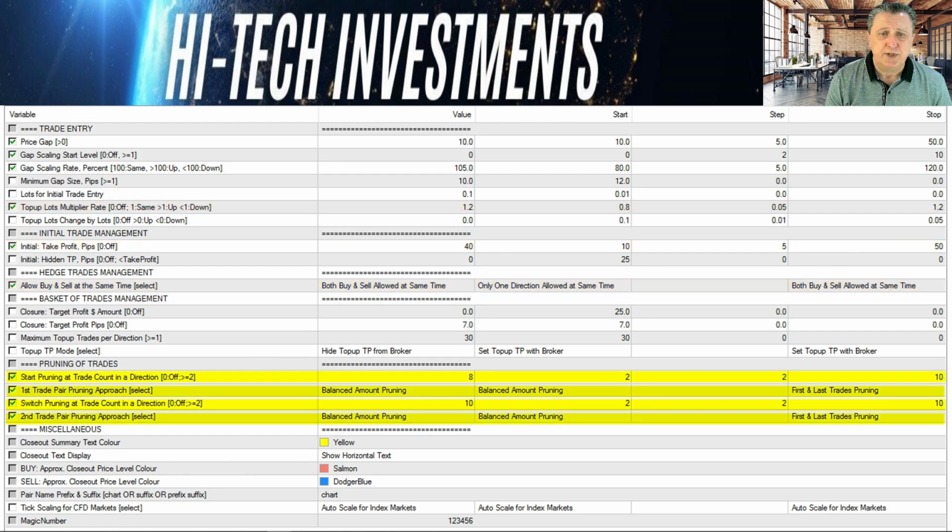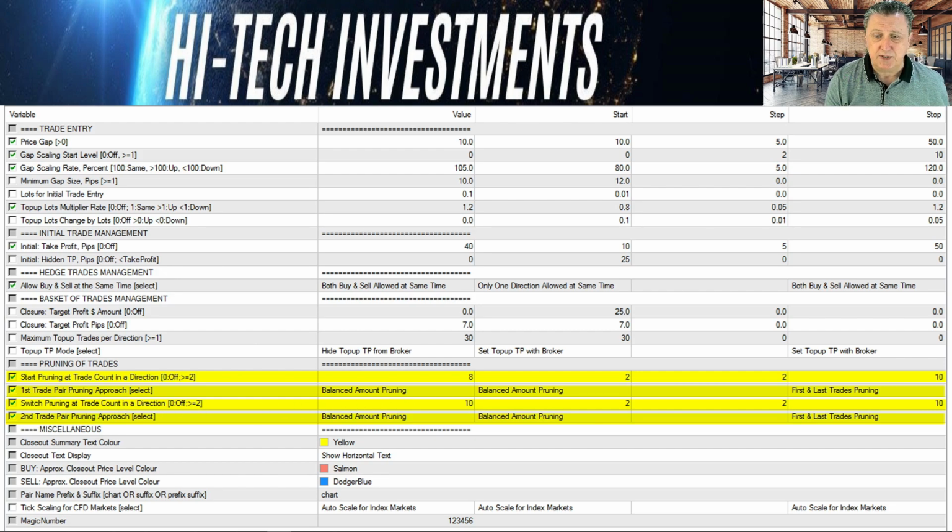Now the last part we're testing on this particular EA is then the entire pruning function that we have in here. And we have 2 options. So it starts off with 1 and then switches to a second one. And what we are doing here is start pruning. We are starting off at 2 with the step of 2 and then all the way up to 10. So this is how many trades that has been put down in order for the pruning to be activated. And the options you have again is the balanced or first and last pruning method. In this particular case, the balanced one was the best one. And then it can switch for the second one if you want to engage that one.